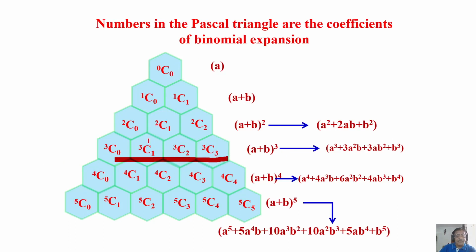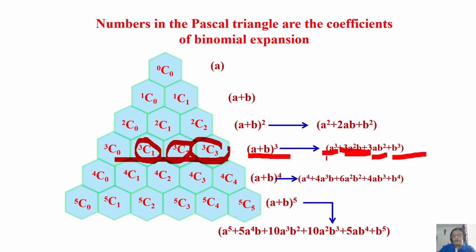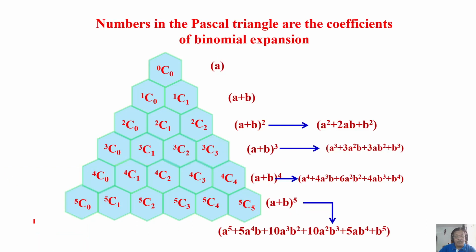This is 1, 3C1 is 3, 3C2 is 3, this is 1. So what does it mean? This is (A plus B) whole cube. A cube plus 3A squared B plus 3AB squared plus B cube. What is the coefficient? 1, 3, 3 and 1. So this is the situation you get. Like that, this is (A plus B) whole to the power of 4, (A plus B) whole to the power of 5. Then you get the intensity here. I showed here 1, 5, 10, 10, 5, 1. So this is how intensities are generated in the Pascal triangle.